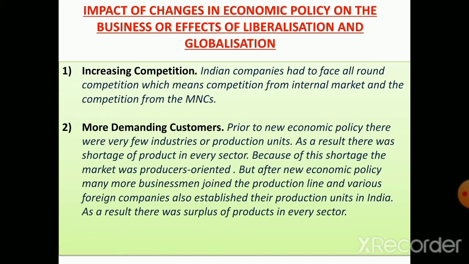So 1991 से पहले बहुत कम प्रोडक्शन यूनिट्स हुआ करती थी क्योंकि कम इंडस्ट्रीज थी, तो वहाँ पे शॉर्टेज हुआ करती थी प्रोडक्ट की. So before 1991, it was producers oriented, market was producers oriented. But after new economic policy, बहुत सारे बिजनेसमैन ने ज्वाइन किया, बहुत सारे इंटरनेशनल कंपनीज ने अपनी प्रोडक्शन यूनिट इंडिया में इस्टेब्लिश की, इससे क्या हुआ, there was surplus of products in every sector.